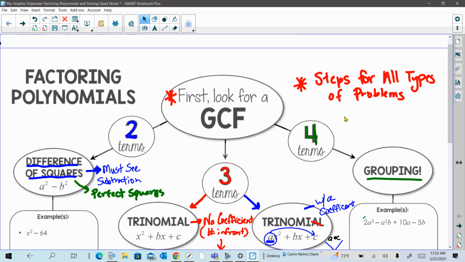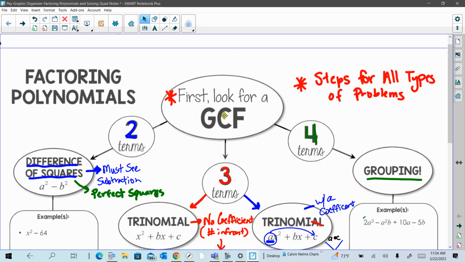All right, guys, we're going to use this graphic organizer to help us make sure we're picking the right method to factor. Factoring is key to solving quadratics, which is what we're about to get into, getting to solving polynomials. Quadratic is a type of polynomial. So these are the steps for all the 4 types.